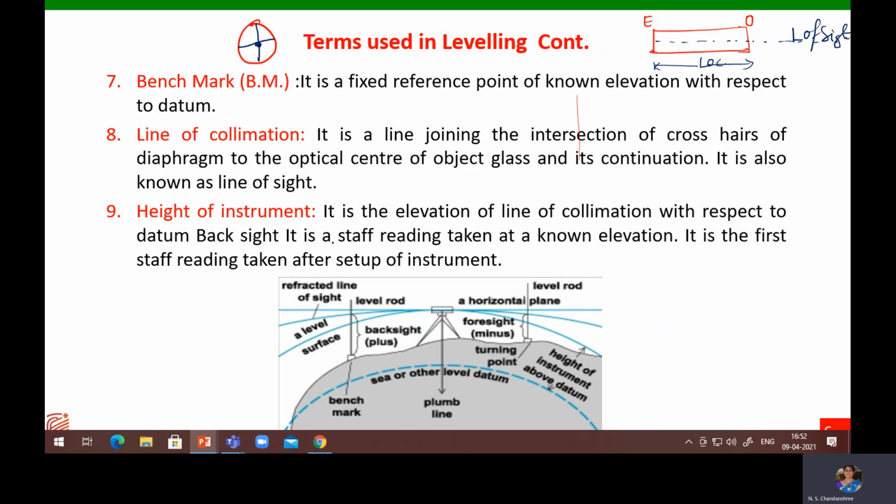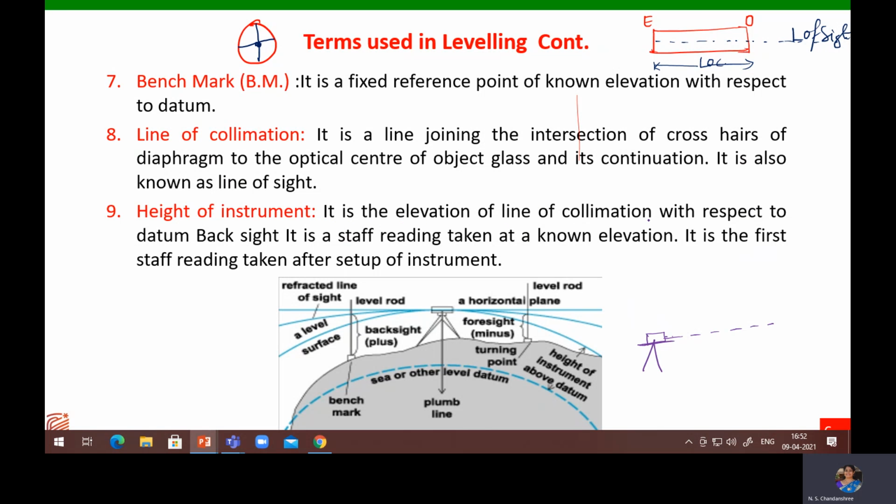Next is height of the instrument. So when we set an instrument on the telescope, this line of sight is set at a particular height from the ground. So this height of line of sight or line of collimation is what is mentioned here.